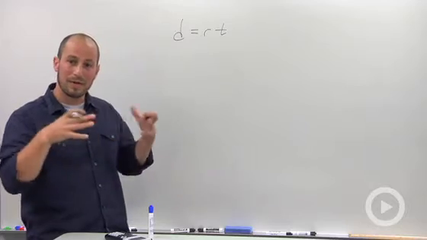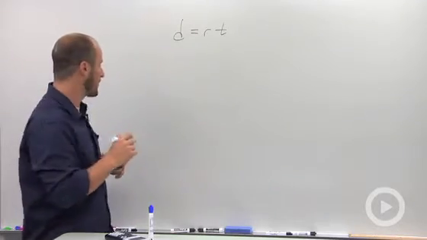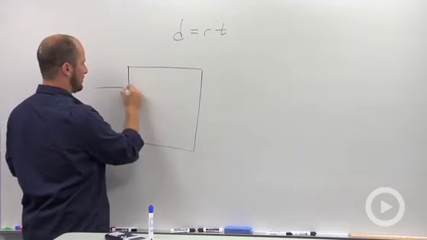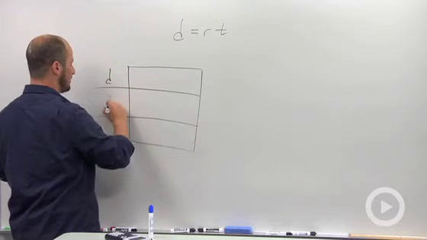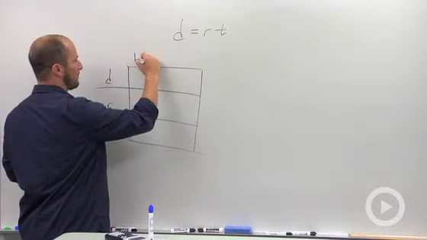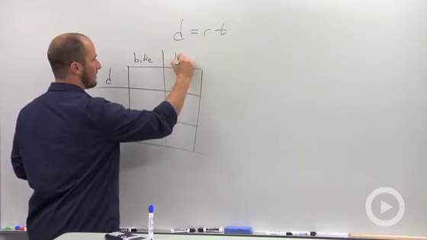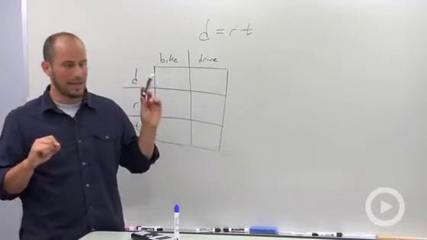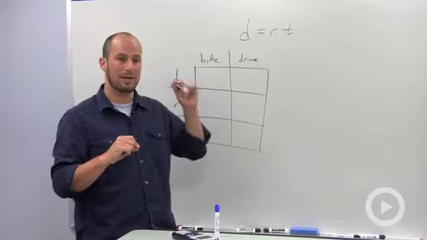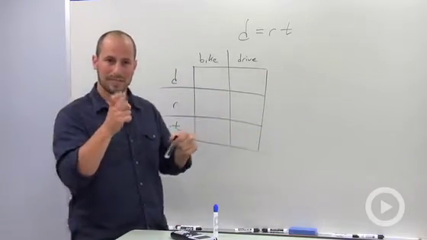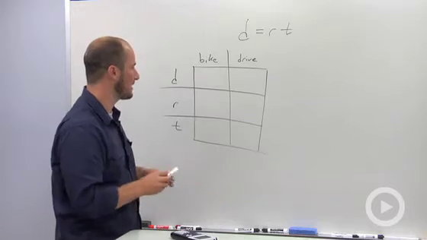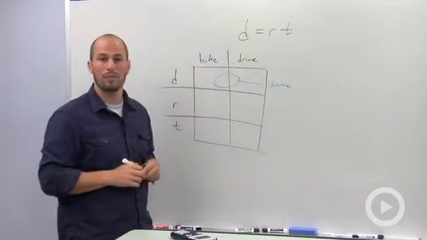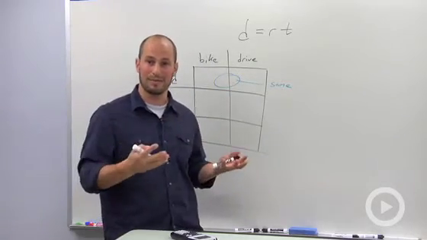What comes in handy for people to sort of organize their thoughts is to make a table. Okay, so what we have is distance, rate, and time, bike, and drive. Okay, so in both instances, I am going from my house to work. So what does that tell us about the distance? It tells us that our distance is actually the same. We don't know what it is, but they are equal.